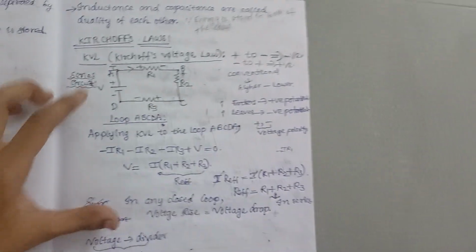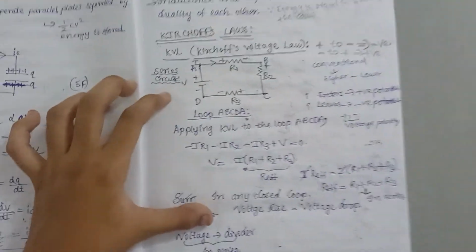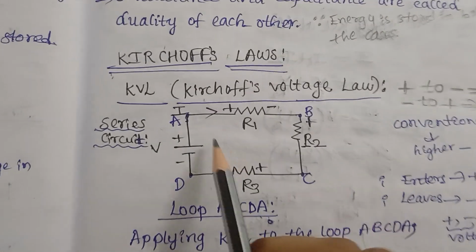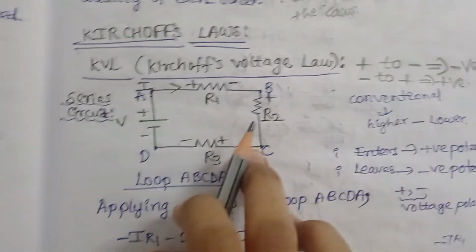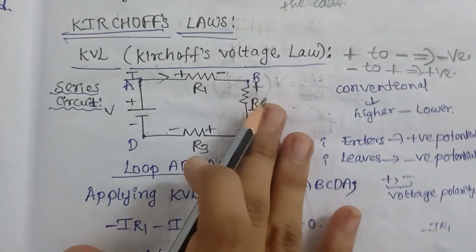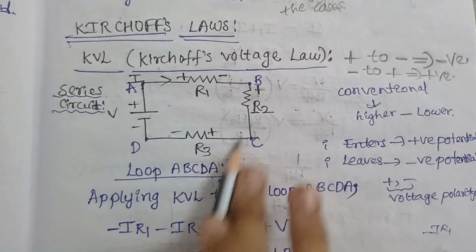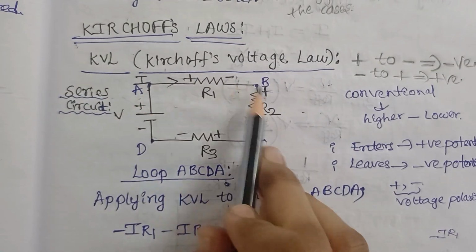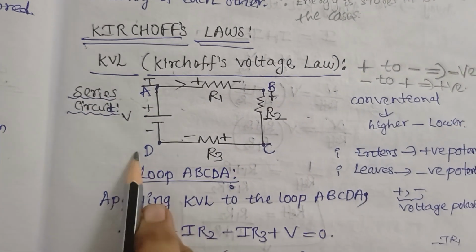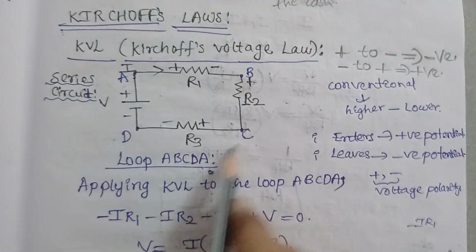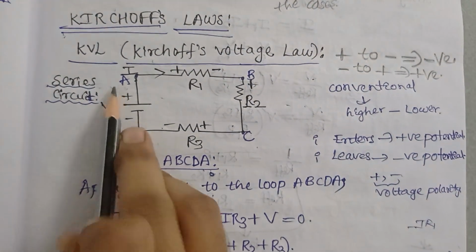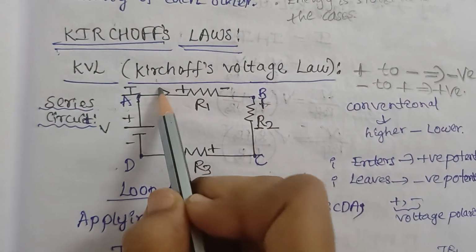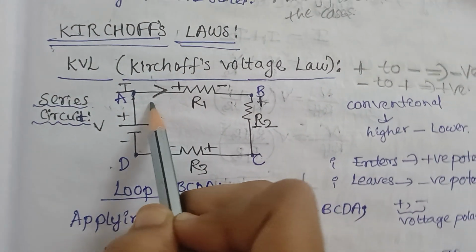Okay, and now let us go through this series circuit. This is your circuit. Whenever you solve a problem of KVL, just mention the name of a loop so that it is easier to identify. So let us suppose these points as A, B, C, D, and this loop is said to be A, B, C, D, A. And now, let us suppose the direction of current is in such a way.